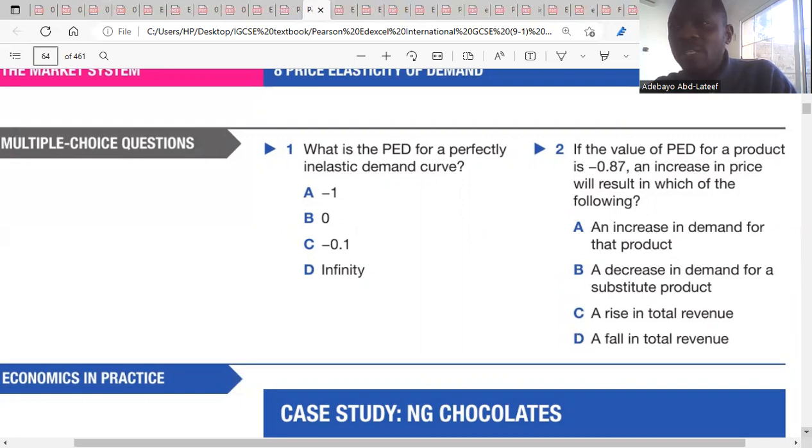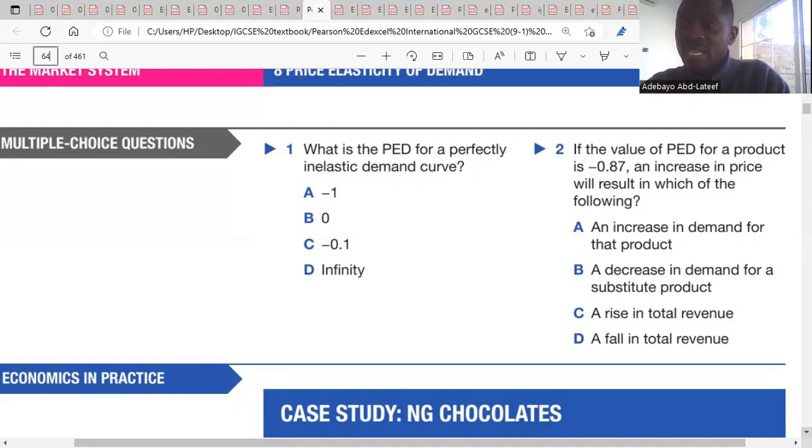If the demand for a product is price inelastic, it is less than 1. So what happens if there's an increase in price for such products? A rise in the total revenue. If the demand for a product is inelastic, that means whatever the price is, consumers will buy. So if the price of such a product increases, the total revenue will increase.